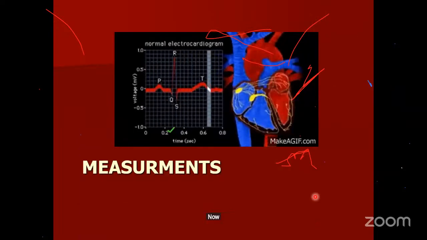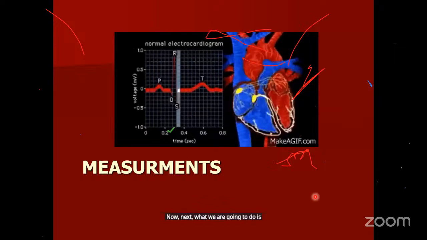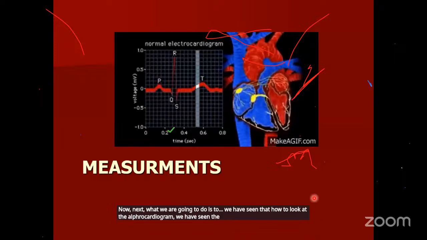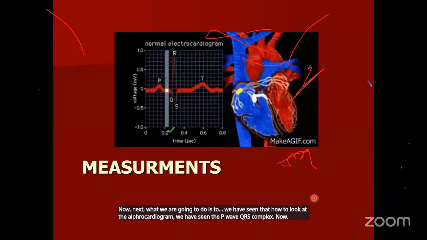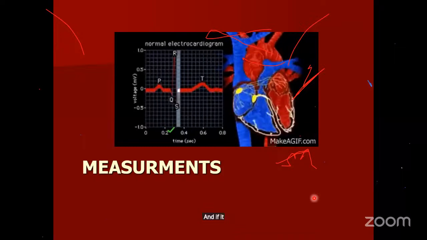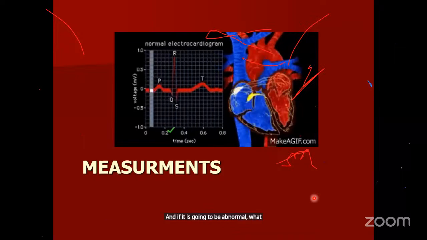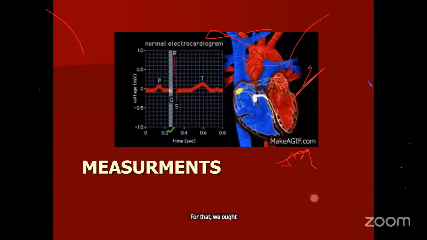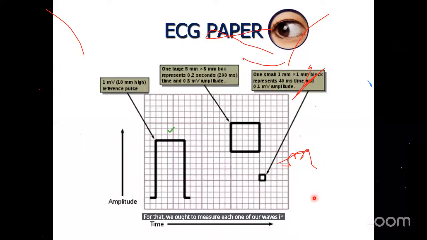Now, next what we are going to do is we have seen how to look at the electrocardiogram. We have seen the P wave and QRS complex. Now, we must know whether this particular wave is normal or abnormal. And if it is abnormal, what does it represent? What abnormality should I think of? For that, we have to measure each one of our waves in the ECG paper. So for that, we have to understand the ECG paper.